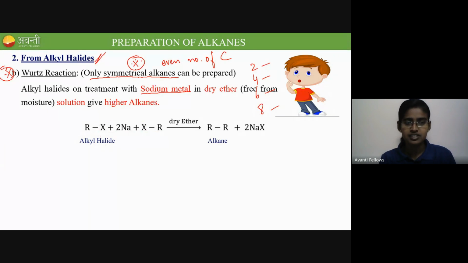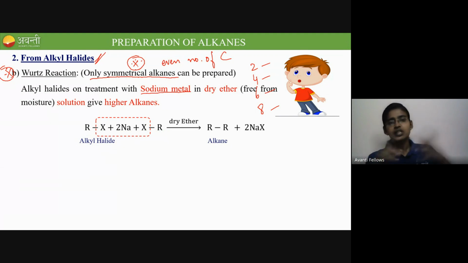So 2 NaX is removed, and now we are going to connect the 2 R groups. Just remove the 2 NaX and connect the 2 alkyl groups. You will get RR. In the previous reaction, using zinc, we got RH. But here we are getting RR. Just keep this in your mind. Just study this reaction alone. Now we will see one example for this.